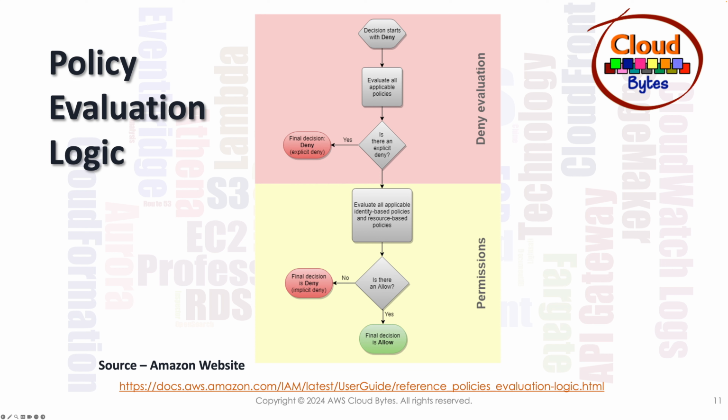If there is an identity-based policy, if there is a resource-based policy, then if there is an allow, only then there is an allow. Else, it is still a deny. The source of this picture is given below. You can always visit the AWS website and find the details.